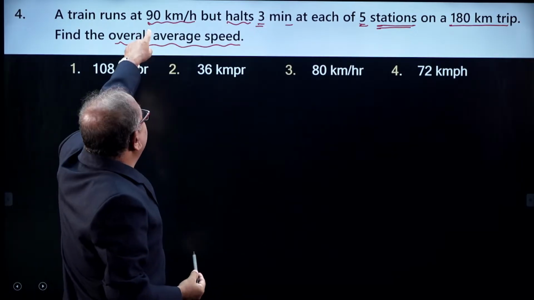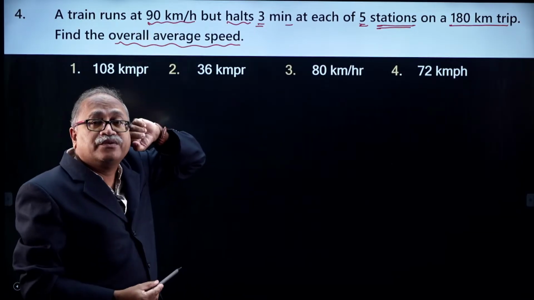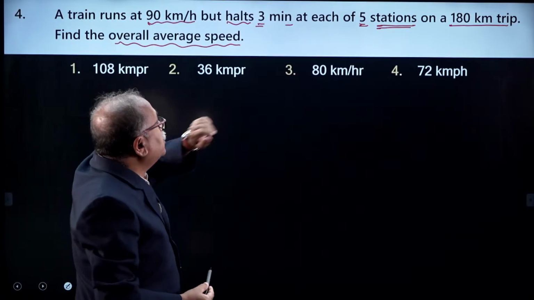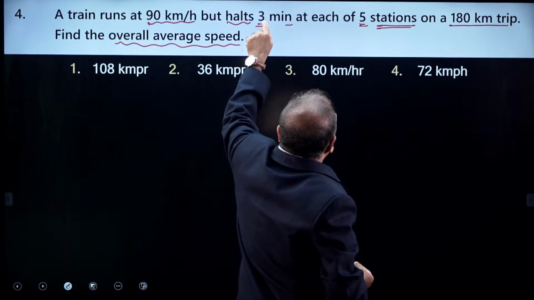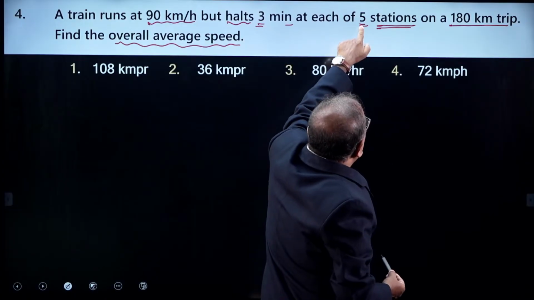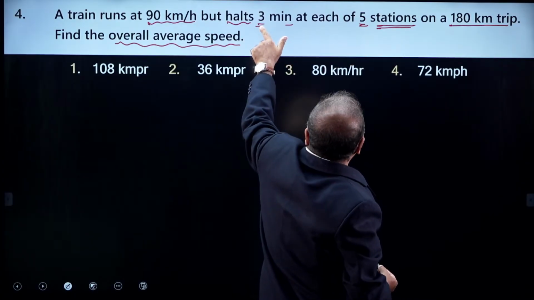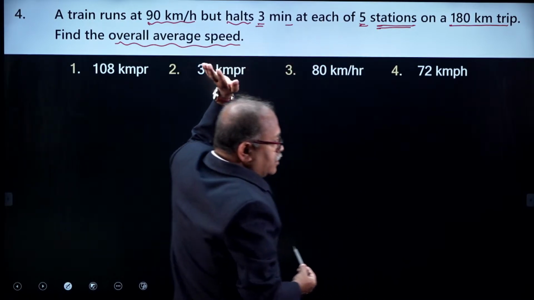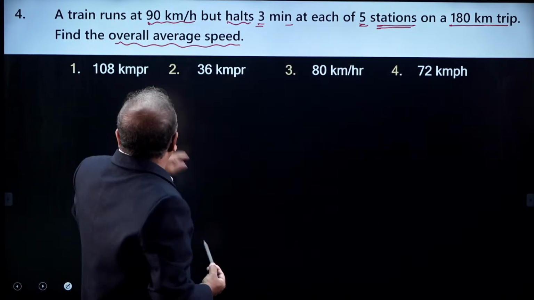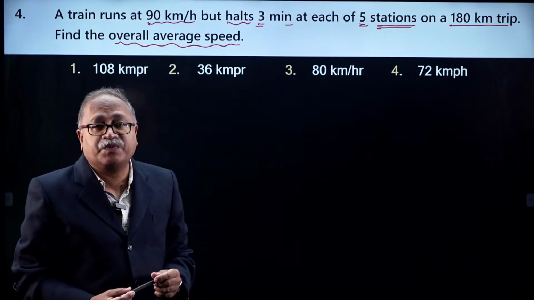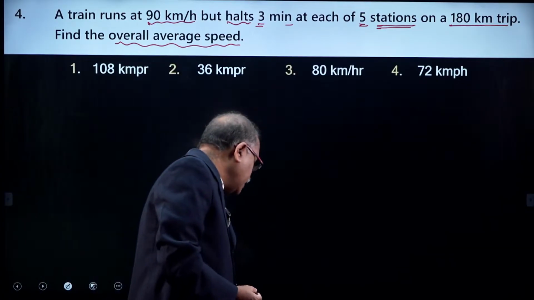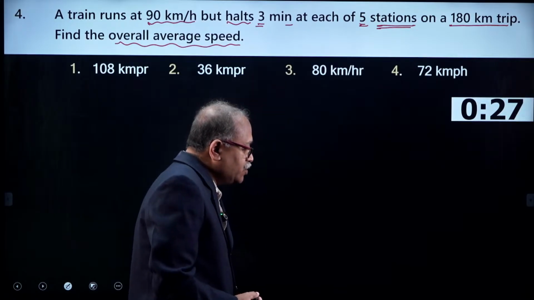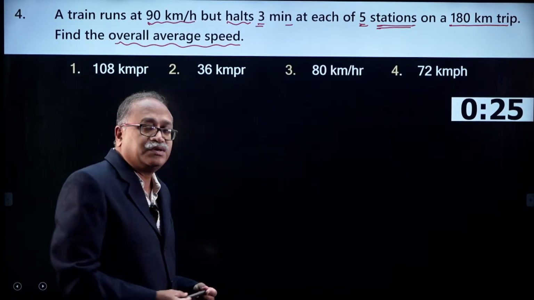I know the general speed is 90 km per hour and the distance it covers is 180. But one more part is added: there are 5 stations, with 3 minutes at each station. So that time has to be added. The question is, what is the average speed? Take your 30 seconds, my dear friend, and I am sure you will be able to answer the question.